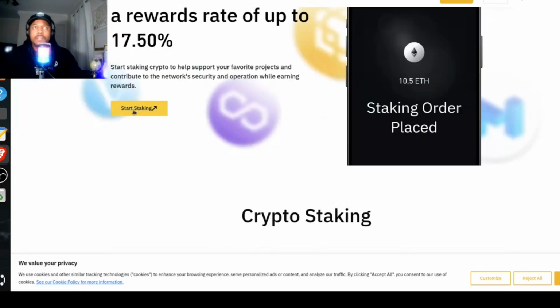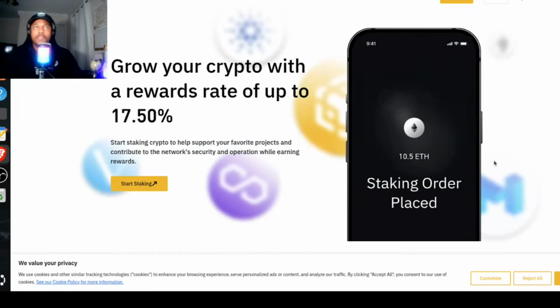You have staking, so you would click into this. Grow your crypto with a reward rate up to 17.5%. That beats any bank out there. But the thing is, when you stake, remember this stuff is locked up for a certain period of time. So yes, you're going to get that high percentage, but it's going to be locked.